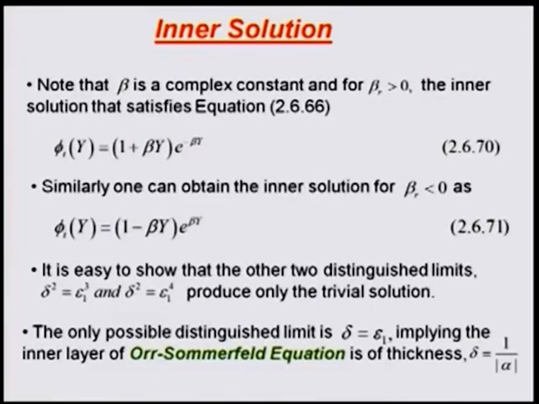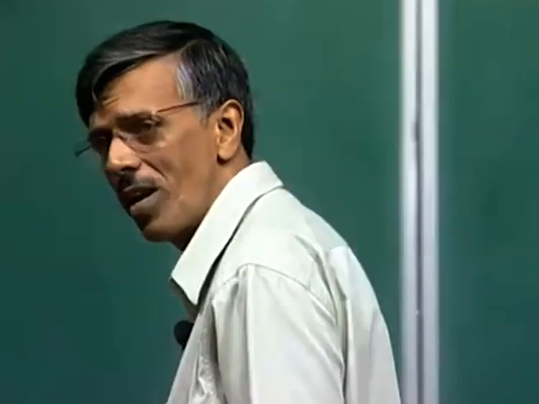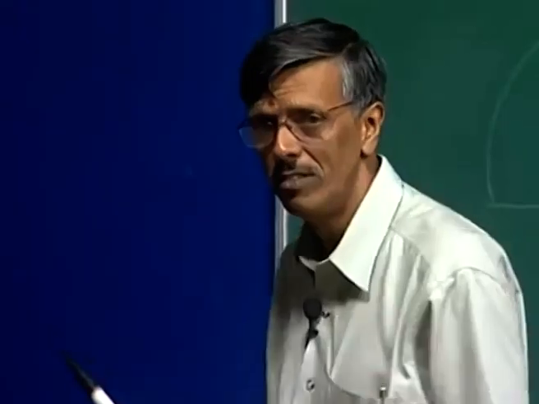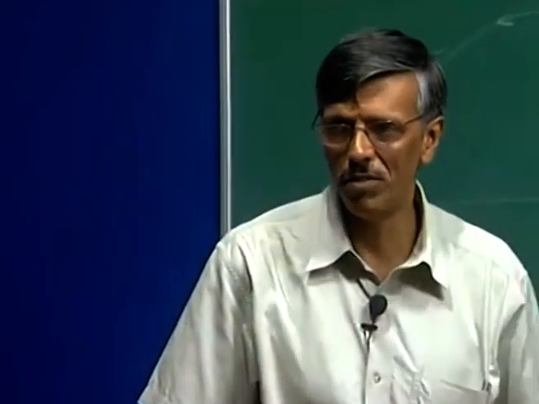and the solutions are as given here. And that's what the second last point we just now talked about, that we can have these following 2 distinguished limits where delta square equal to epsilon 1 cube or delta square equal to epsilon 1 to the power 4th, and for you to show that these 2 distinguished limits lead to trivial solution. Okay. Now, what have we found out? That's a very interesting thing. We have found out the Orr-Sommerfeld equation has a boundary layer whose thickness is given by delta, and delta is equal to epsilon 1, and epsilon 1 itself goes to infinity.